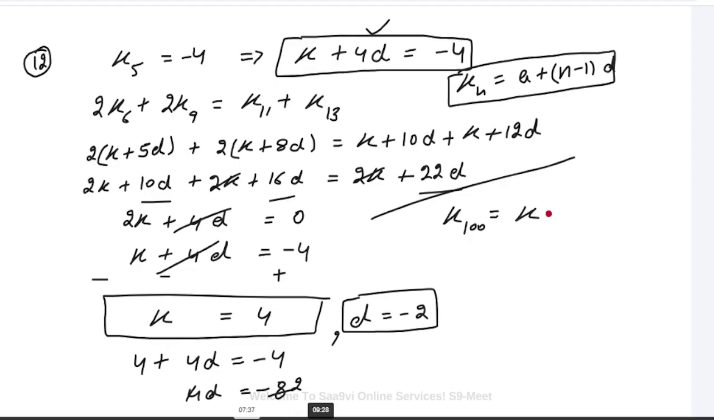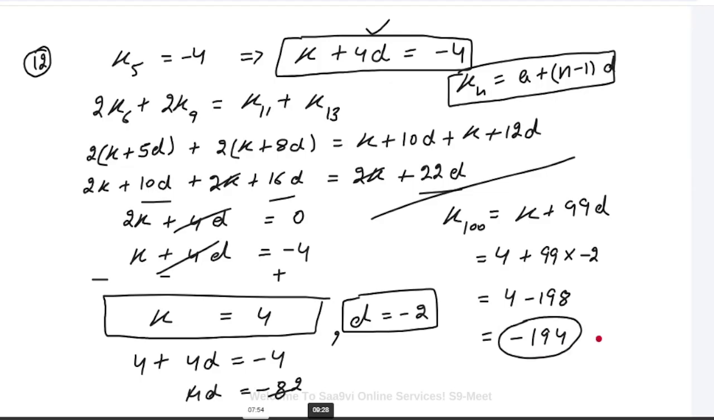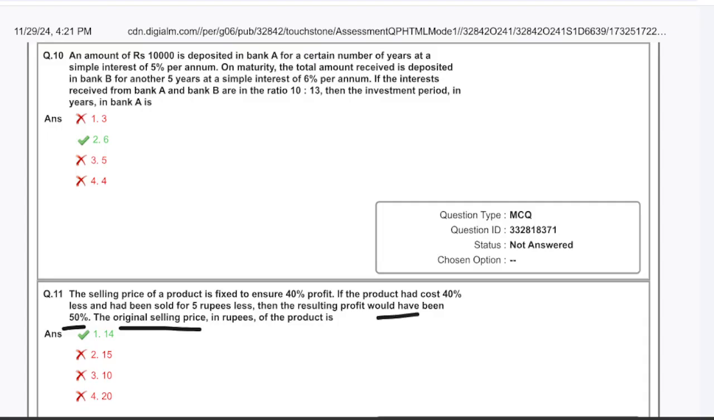That is x plus 99d. Now x value is 4, 99 into minus 2, it comes out to be 4 minus 198, and the answer we're going to get, that is minus 194. That is the answer we get, minus 194.